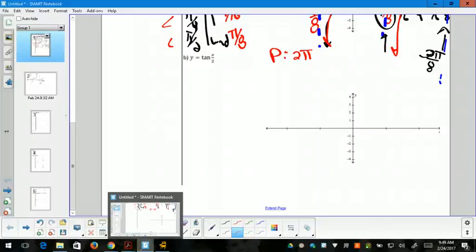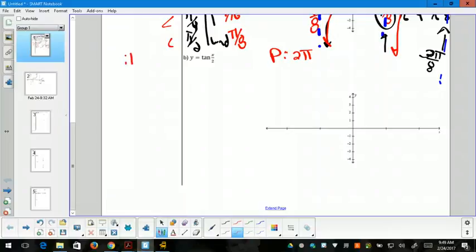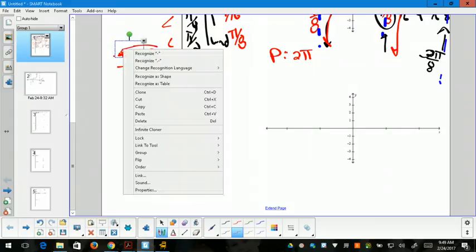Sorry. How do I find which one? I couldn't hear you. The period. So remember, it's pi over b. For sine and cosine, the period is 2 pi over b. For tangent, it's pi over b. So since b is 1/2, I'm going to multiply by the reciprocal, 2 over 1. That's how I get the 2 pi. The frequency would be 1 over 2 pi.